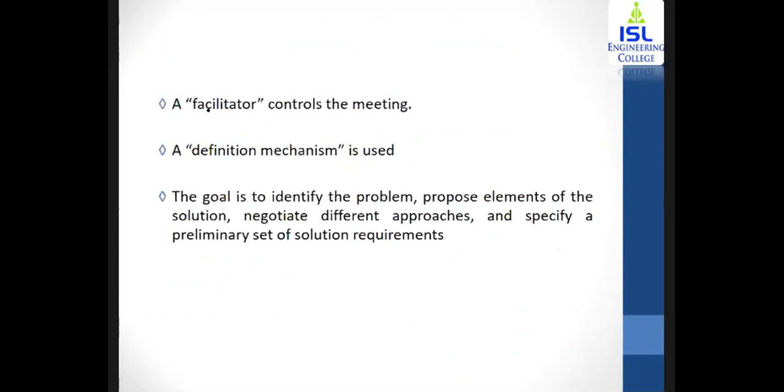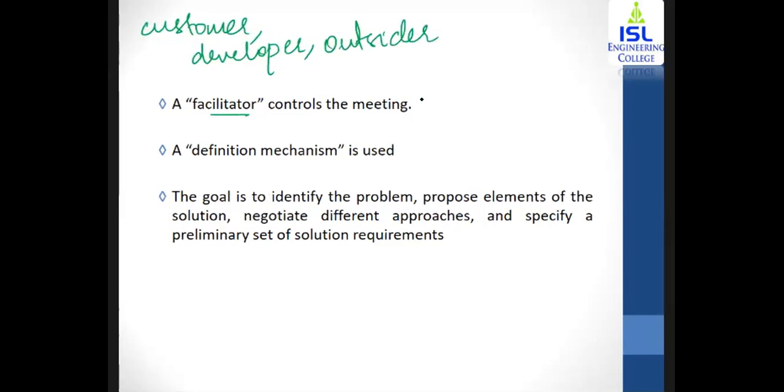The next is a facilitator controls the meeting. Now this facilitator can be a customer, a developer, or an outsider. The job of the facilitator is to keep the meeting going in a specific direction. That is, if you're deviating from your discussion, then this facilitator is going to get you all back to the agenda of the meeting, that is, the different important points that need to be covered.